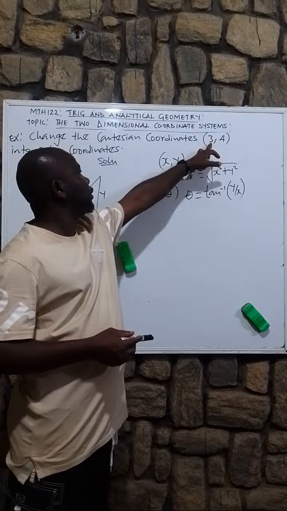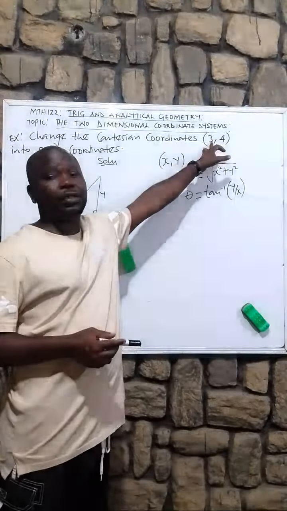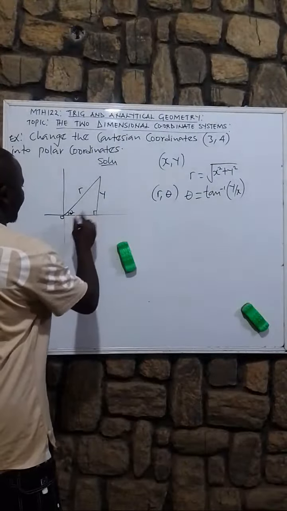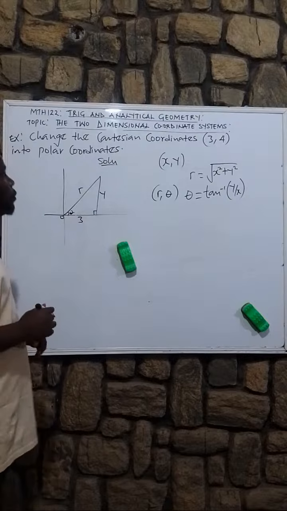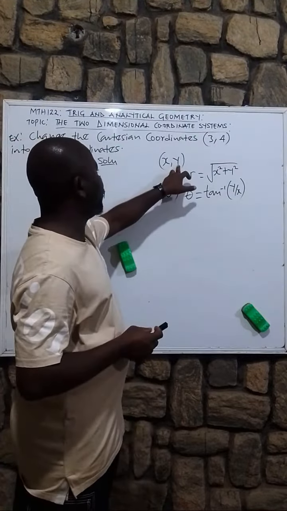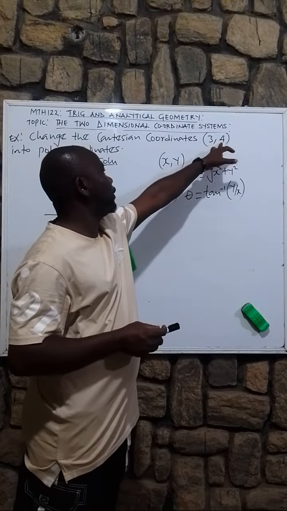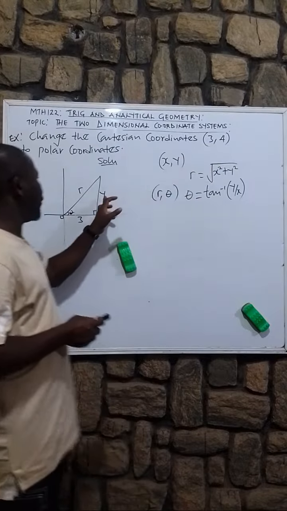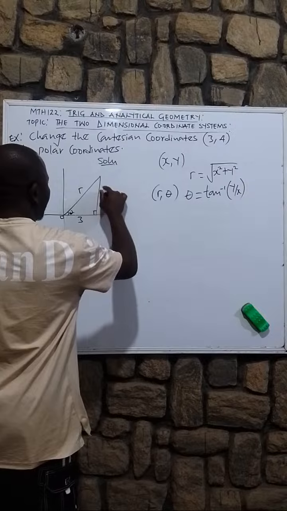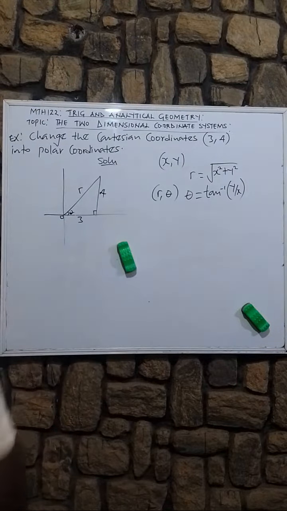Here, this is x, so here we have 3. So x is 3. Instead of x here, we change it to 3. Then here we have y, and here we have 4. So instead of y, we are going to write 4 here. True or false? Are you following? Do you understand? Any question?